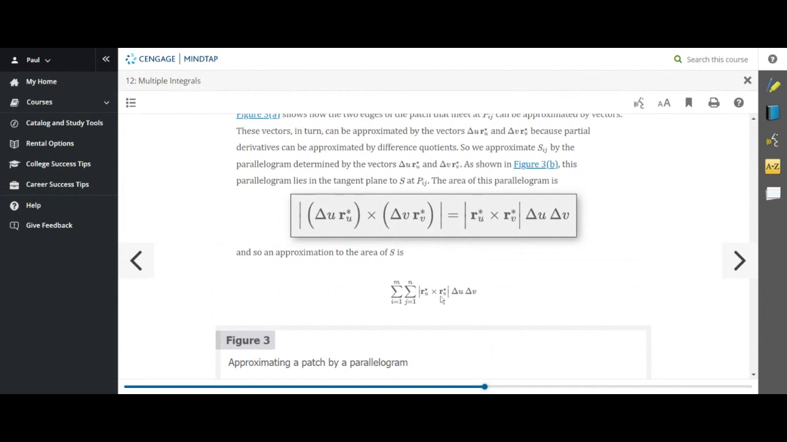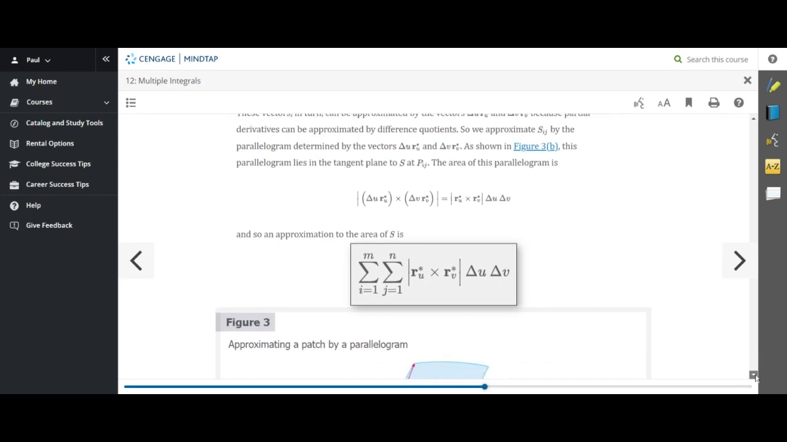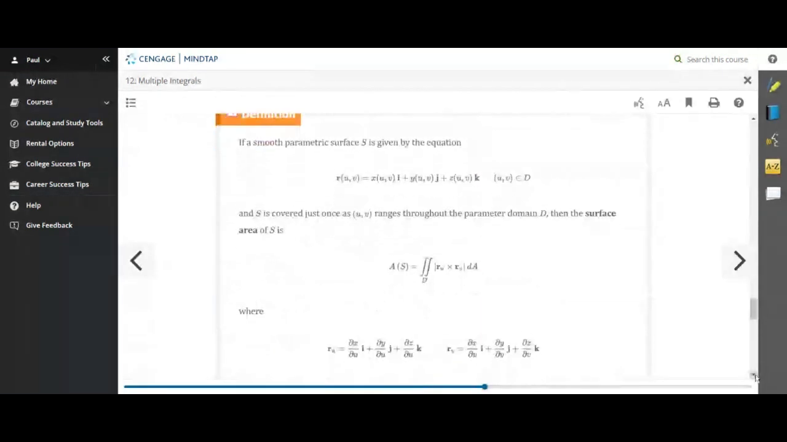Okay, and if you wanted to approximate the area of the entire quilt, just add up all the areas of the parallelograms, and that gets you this double Riemann sum. Naturally, I think you know what's coming. If you let m and n go to infinity, that means you're taking more and more patches. That double Riemann sum is going to turn into an integral. And this is what you get here.